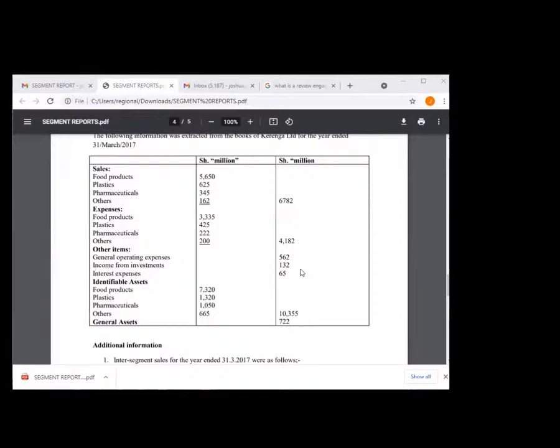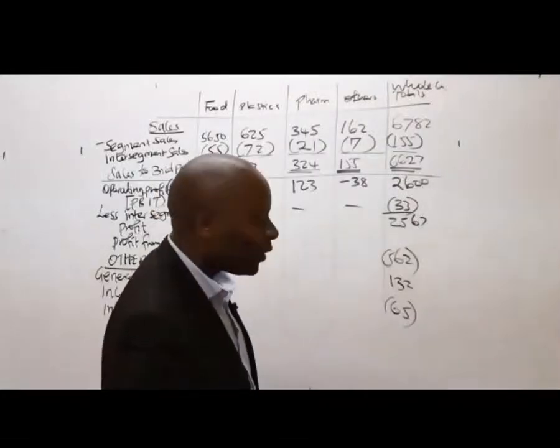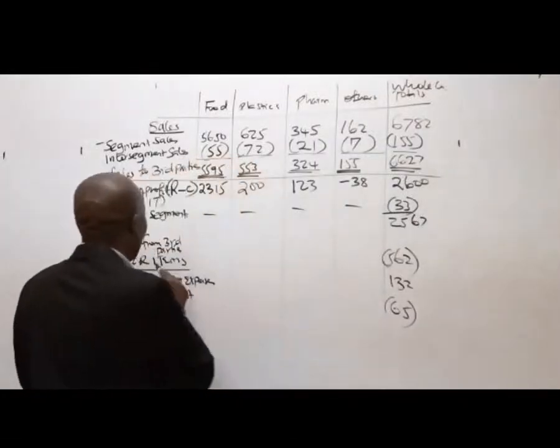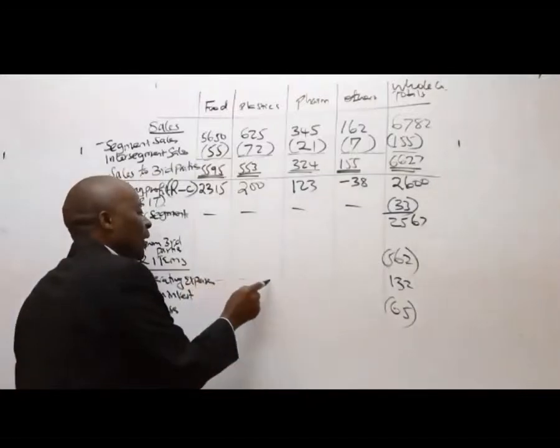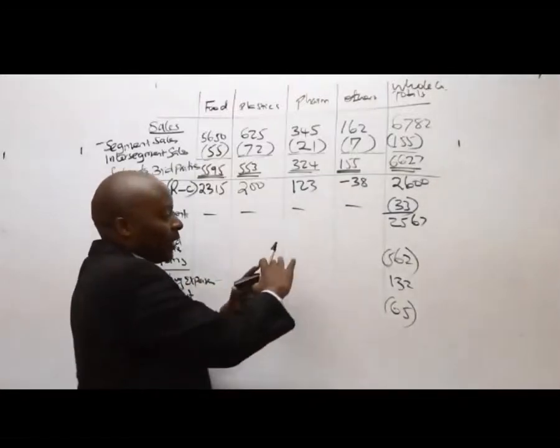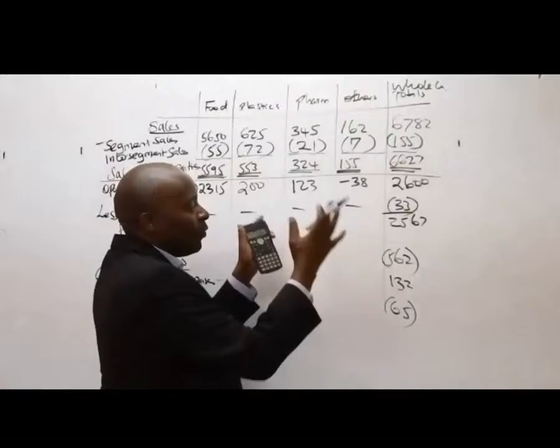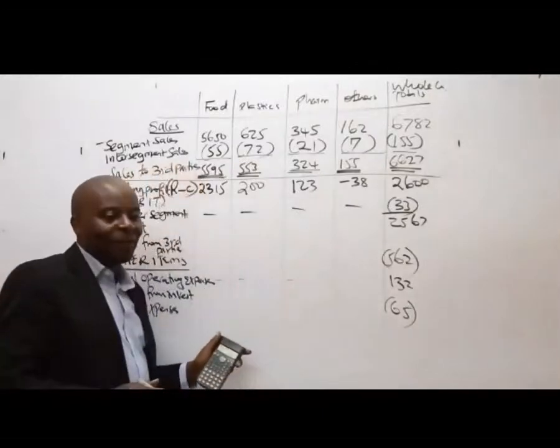132. And then we have interest income, so this, of course, will be positive because it's an income. Then we have interest expenses of 65. So you can see, ladies and gentlemen, that these expenses are supposed to be captured there as negatives. And you can see that all these other items, none has been allocated to the segment. So you're basically taking them to the company level.